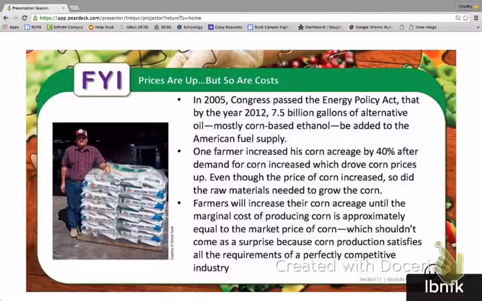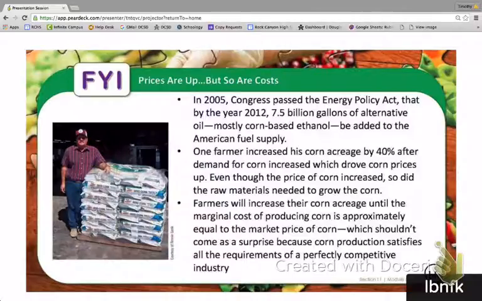Here is an example of what we've been talking about now. It tells you that in 2005, Congress passed the Energy Policy Act, that by the year 2012, there were supposed to be 7.5 billion gallons of alternative oil, mostly corn-based ethanol, that would be added to our fuel supply. So one farmer, because of this, increased his corn acreage by 40% after demand for corn increased. But that drove corn prices up.